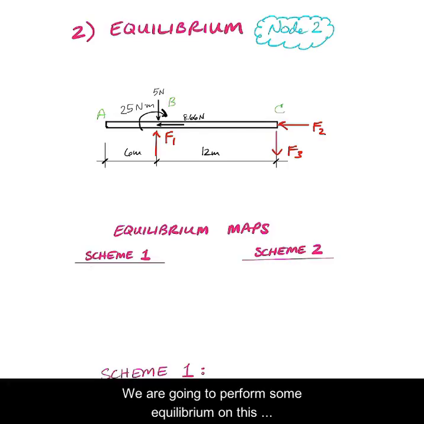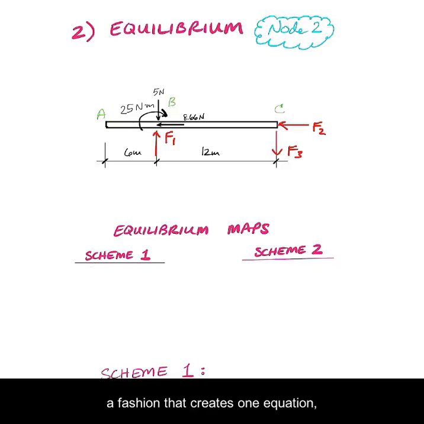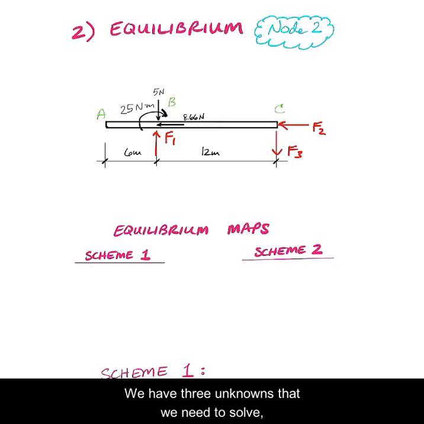So we're going to perform some equilibrium on this beam. We're going to apply equations of equilibrium, and we're going to choose them in a fashion that creates one equation, one unknown whenever possible. Right? And we have three unknowns that we need to solve for. And so again, we have enough equations of equilibrium. We are going to have three that are linearly independent.